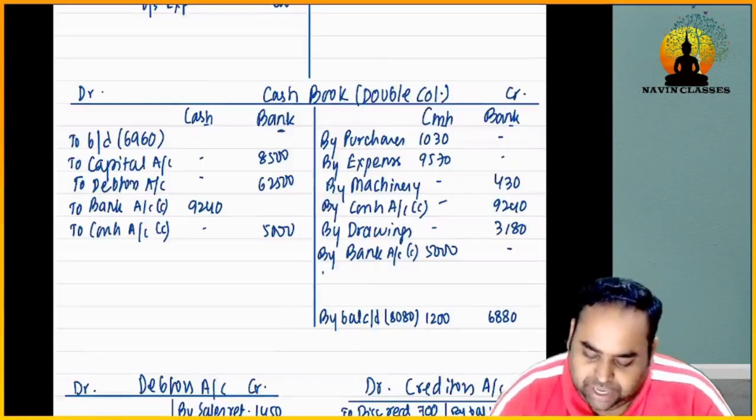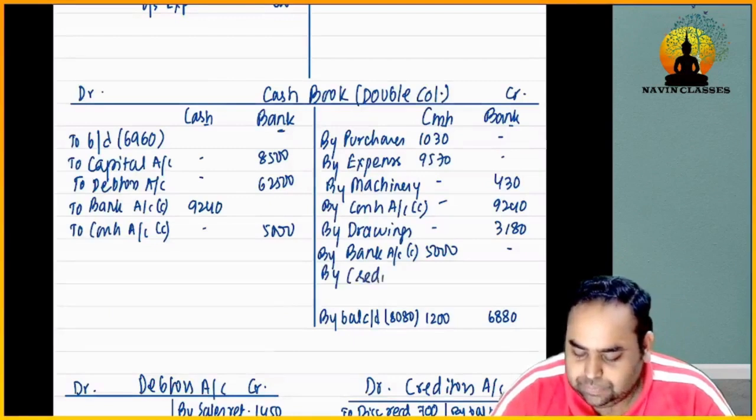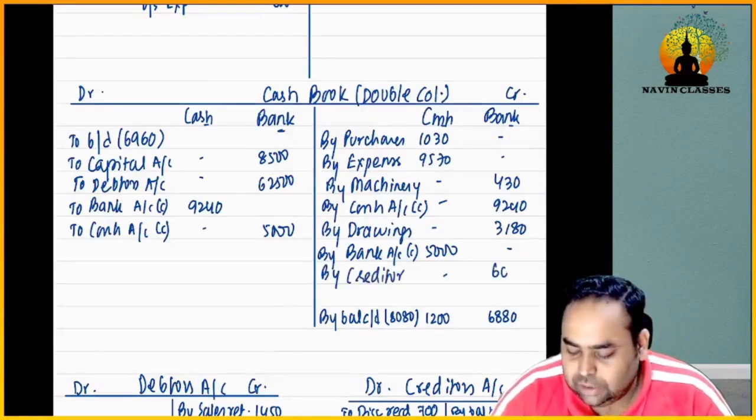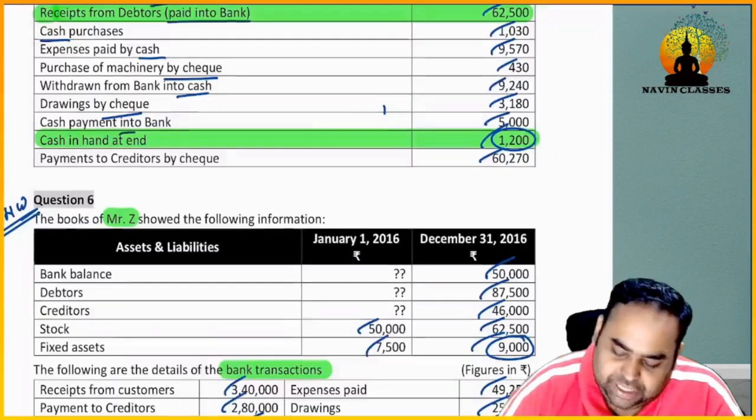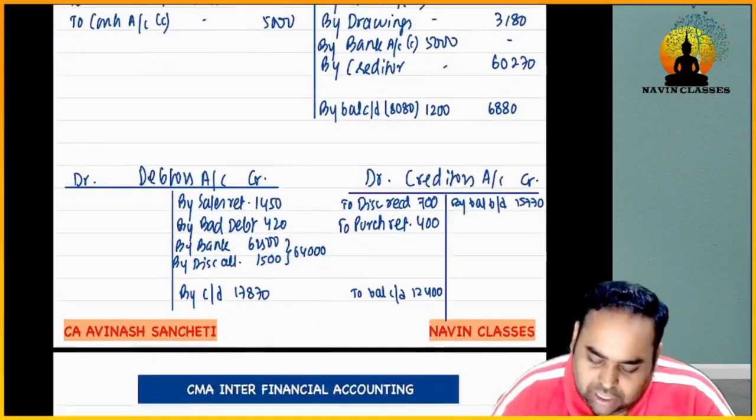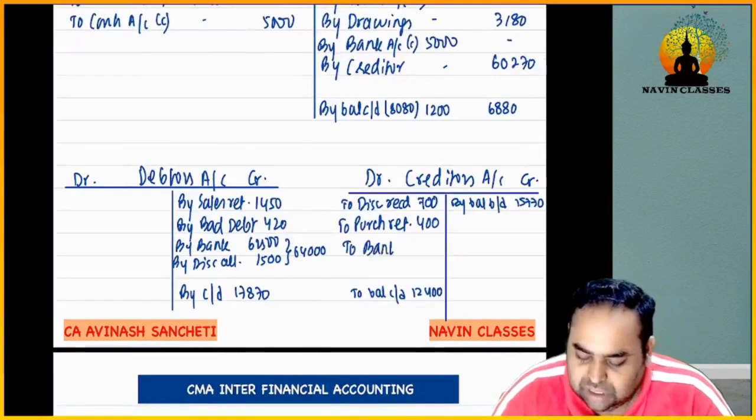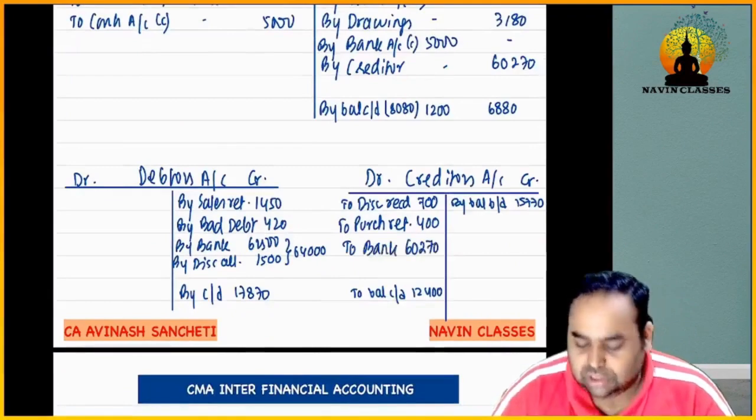This is payment to the creditor. By check, so we will write by creditor. We've made a payment of 60,270 to the creditor. And here we will write to bank 60,270.